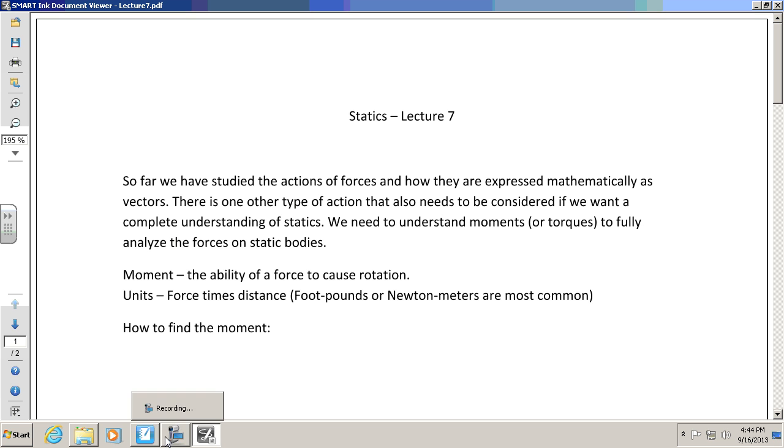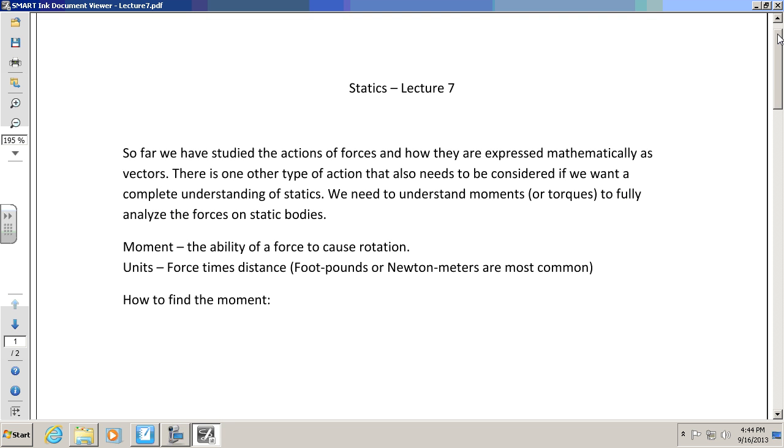We need to understand moments or torques. That's going to help us have a full understanding of how stuff works in statics, because if we just analyze the forces, we don't have enough to solve much. Not only do the forces sum to zero, but the torques, or what we call the moments, also sum to zero. Those torques are also important.